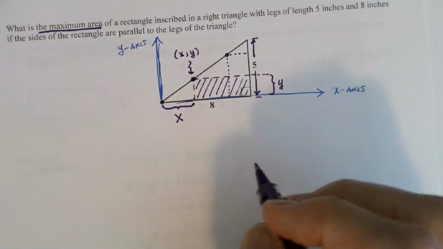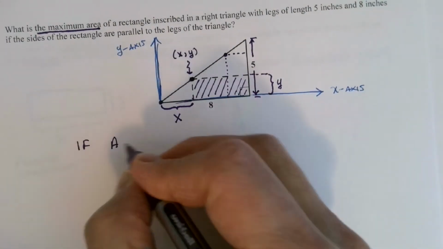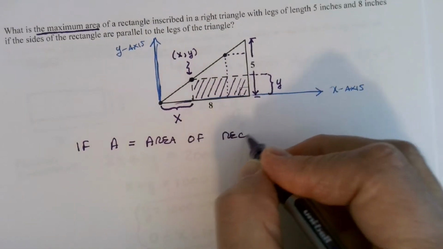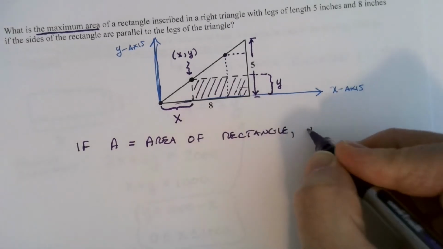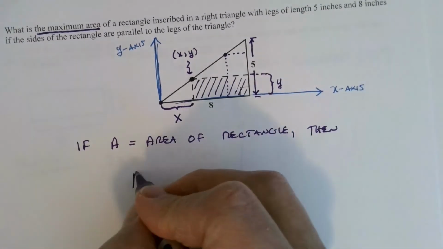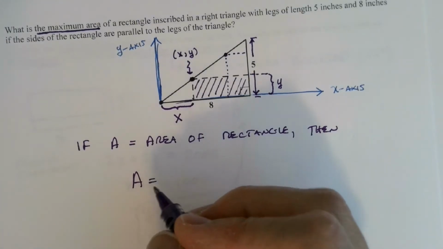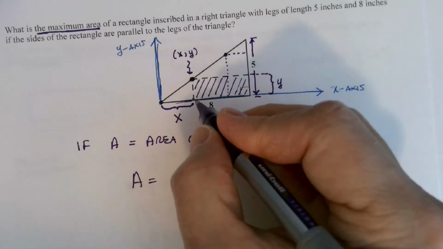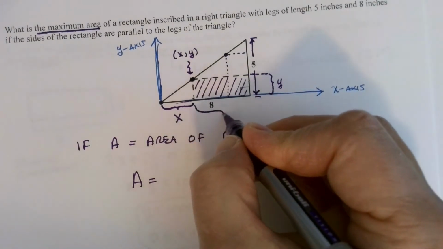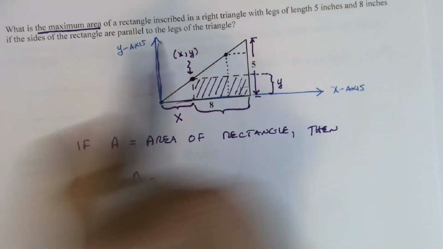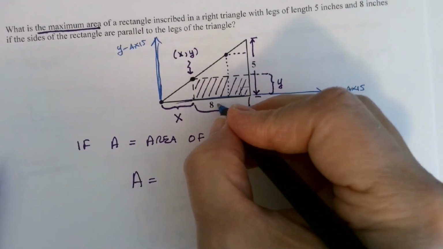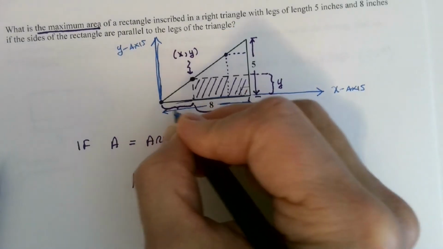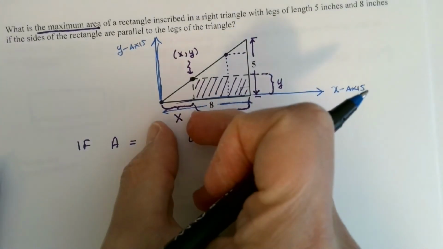Okay? And so if A equals the area of the rectangle, then what is the area of our rectangle? Well, the height is y, but what's the length here? What's this going to be? Keep in mind that this 8 inches, right, is the base of this triangle. All the way here to here is 8. This is x, though, so what's this have to be?